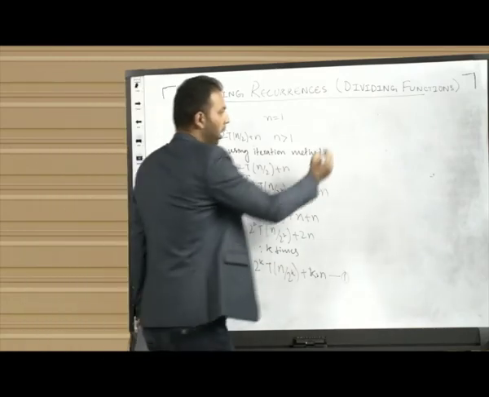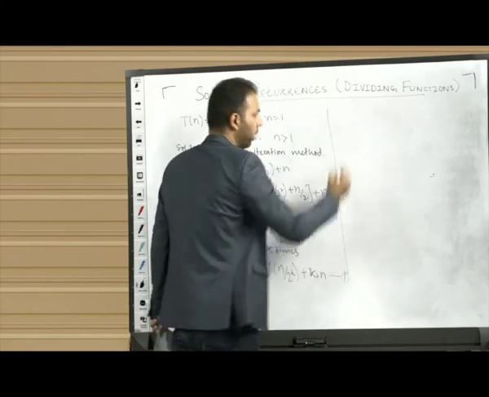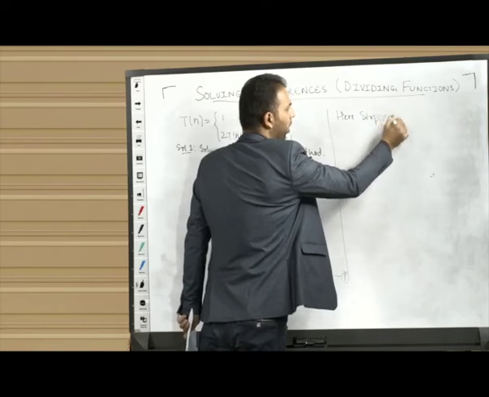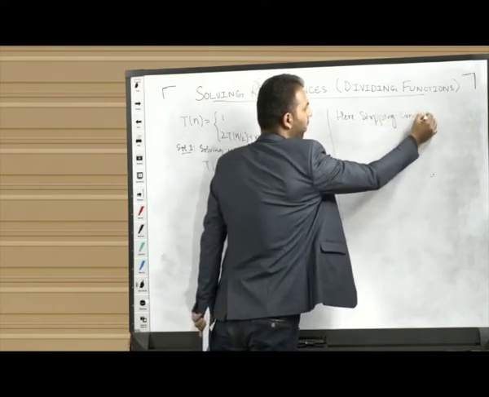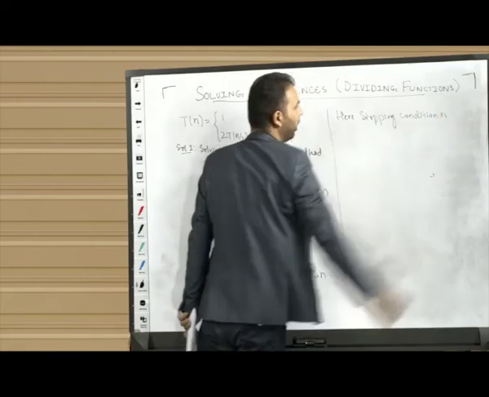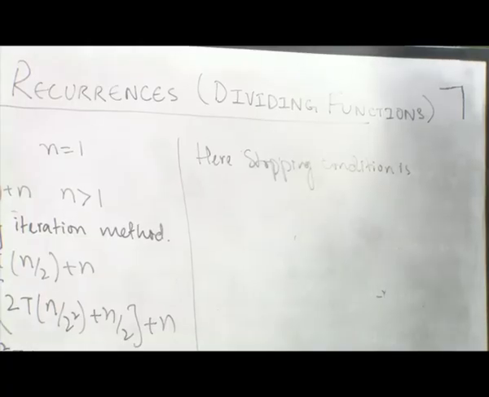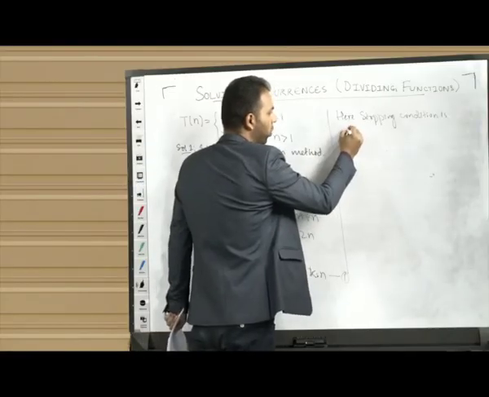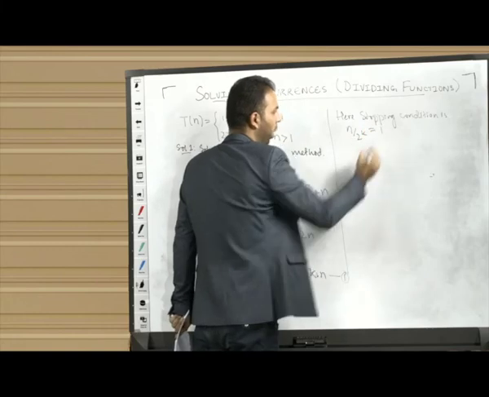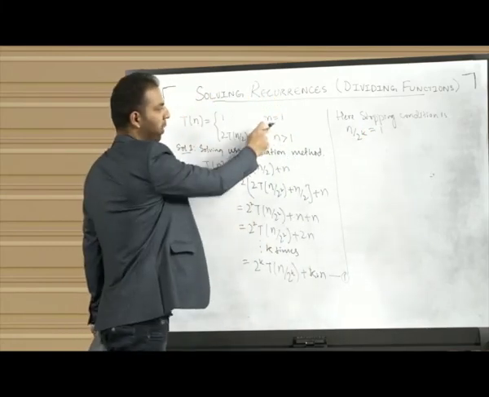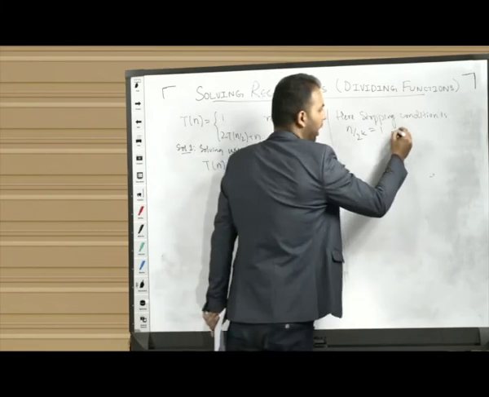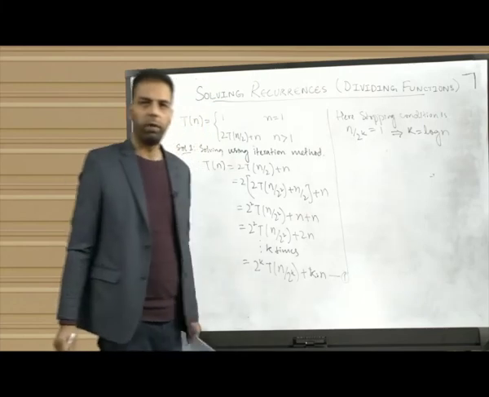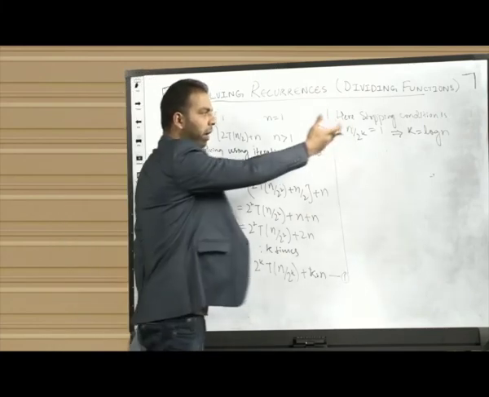So here, the stopping condition, what is the stopping condition? The stopping condition is n by 2 raised power k, that we have seen in previous examples as well. So n by 2 raised power k will be equal to 1. Okay, here it will be equal to 1. So it will imply that k equals log of n. Fine. What we'll do is that we'll substitute that value in this equation.